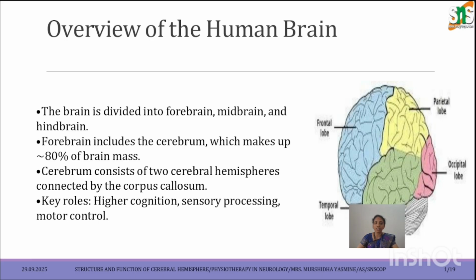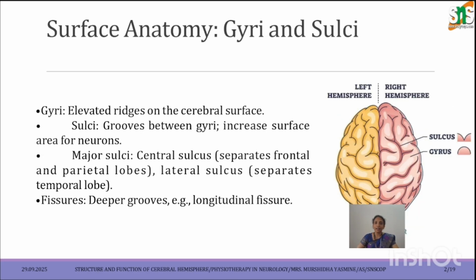The key role of the cerebrum is to control higher cognition level, sensory processing and also motor control. The gyri and sulci form the surface of the brain. Gyri are elevated ridges on the cerebral surface. Sulci are grooves between the gyri, which increase the surface area for the neurons, thereby increasing the surface area of the brain surface. Next, the major sulci are the central sulcus and lateral sulcus.